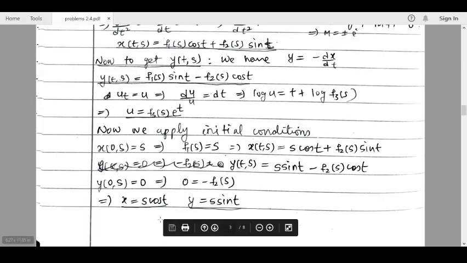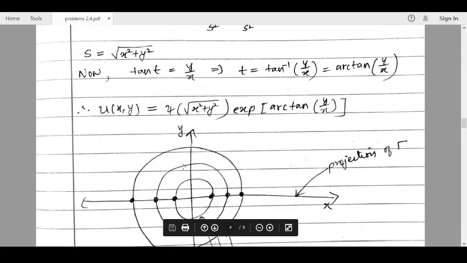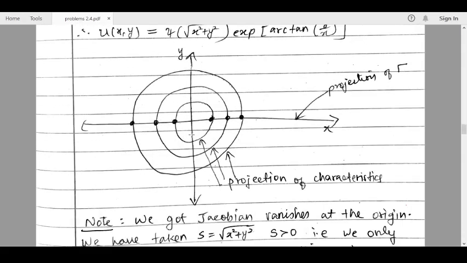Now what is a characteristic curve? For characteristic curve we have x equal to s cos t, y equal to s sin t, and s is constant. For getting projection we have to set s as constant. So we have it represented as the equation of a circle, x equal to r cos t, y equal to r sin t. It is in that form. And as s varies we will get circles of different radii. So these are the projections of the characteristic curves.